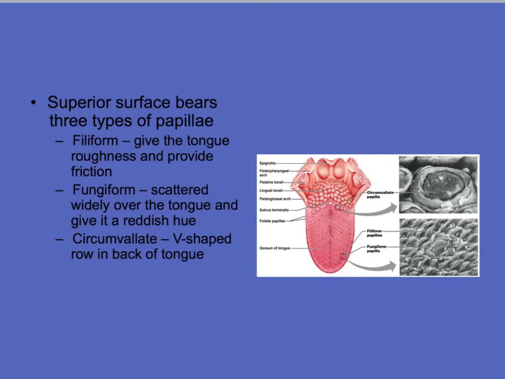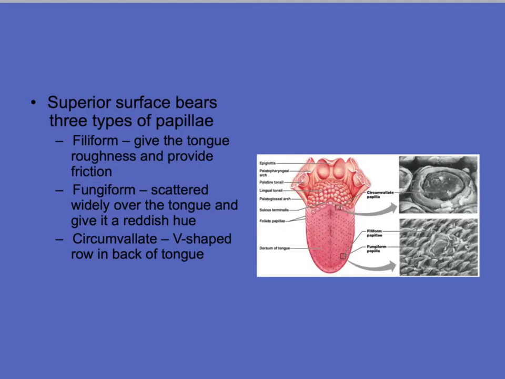Their superior surface has 3 different papillae or taste buds. You've got the filiform, which is in the front. If you look at the picture there, they're kind of sharp and backwards facing, and they provide a lot of friction. If you ever notice a cat's tongue, cats have really long filiform, and that's why their tongues feel so scratchy.